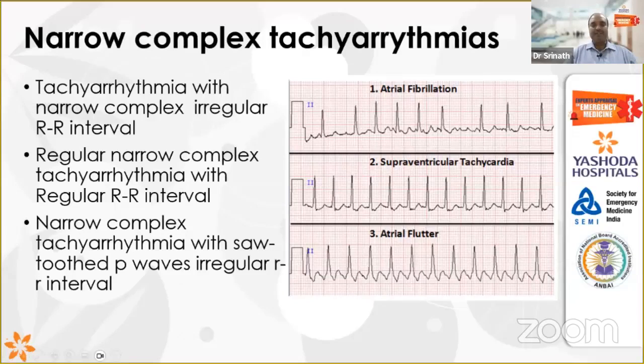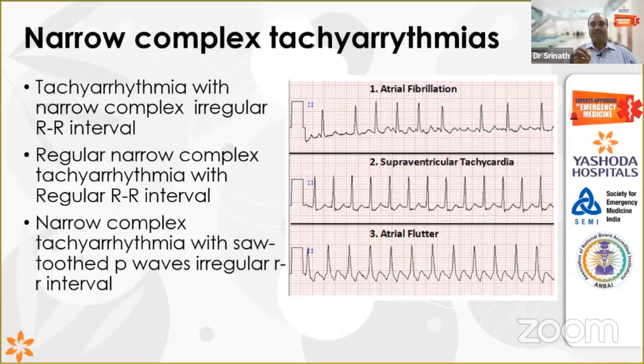That is called atrial flutter. So these are the things you have to keep in your mind. Now, what is broad complex tachyarrhythmia? It is commonly seen with your QRS complexes. And as I mentioned, QRS is nothing but your ventricular.